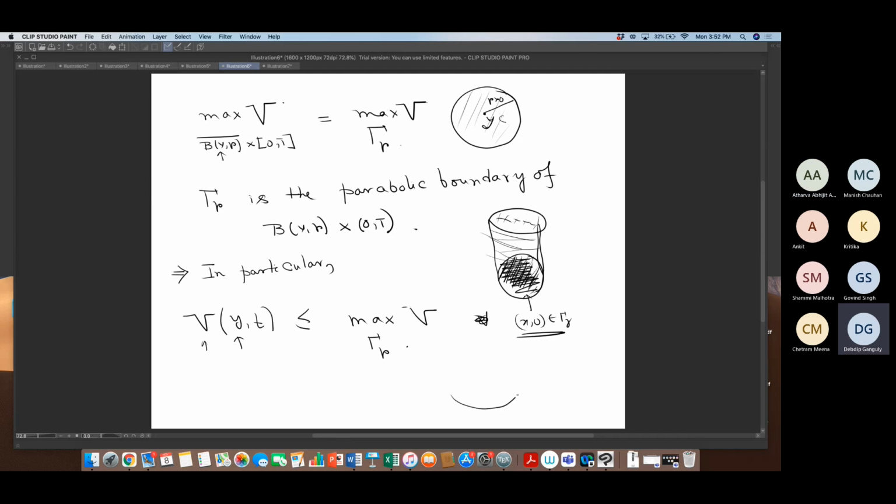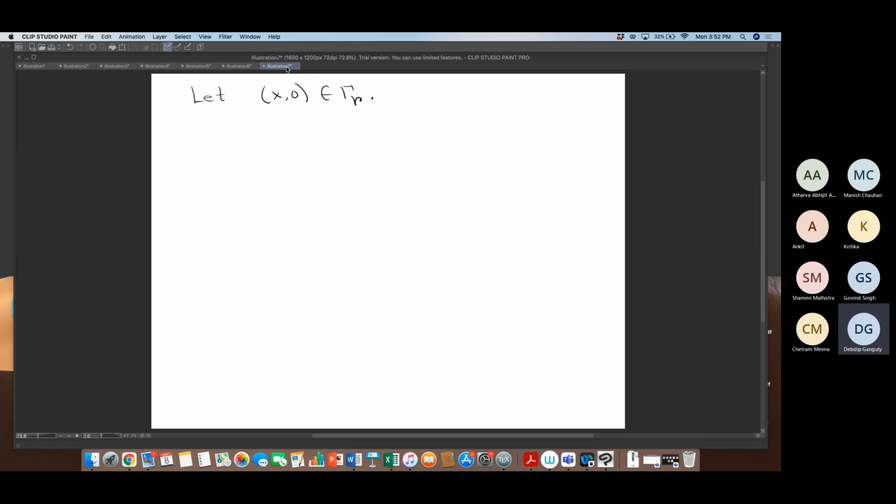So let me draw again. This is your y. This is r. So I take a point (x,0) that is in this part of the boundary of gamma r. Gamma r consists of this and this part, the outer surface part. So first, you take a point (x,0) from the bottom. Let's see what happens at (x,0).